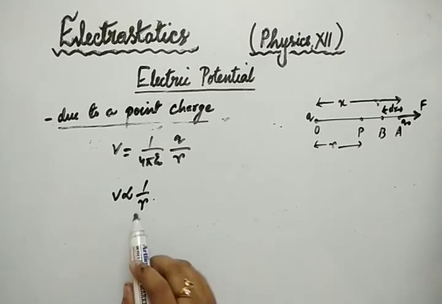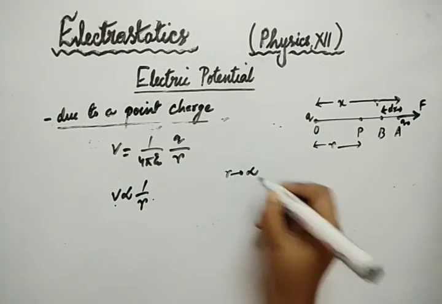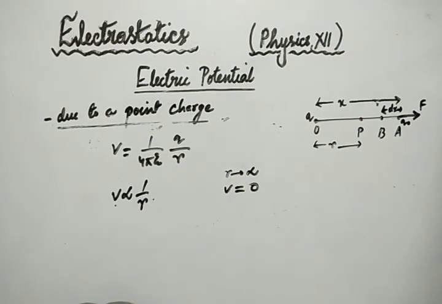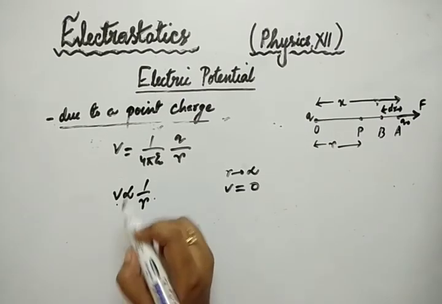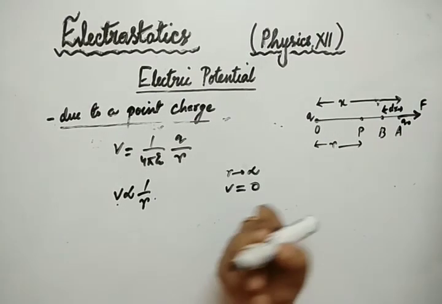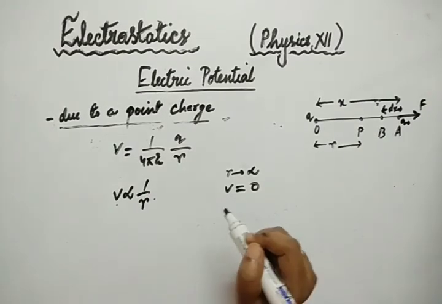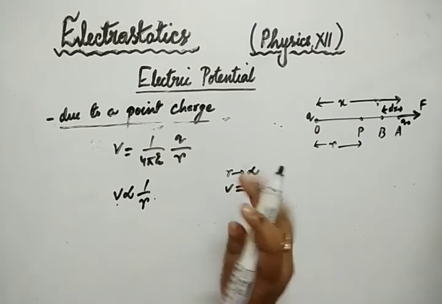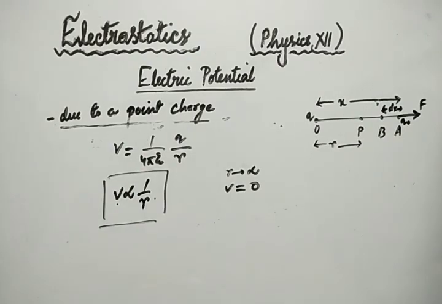When you go very far away to infinity, your potential will become 0. When r reaches infinity, your potential will become 0. That means nearer to the charge, the potential will be maximum, and when you go away from it, it will go on decreasing and finally become 0 at infinity. So this was your electric potential. Another thing, this electric potential is also spherically symmetric because it depends on 1 by r.